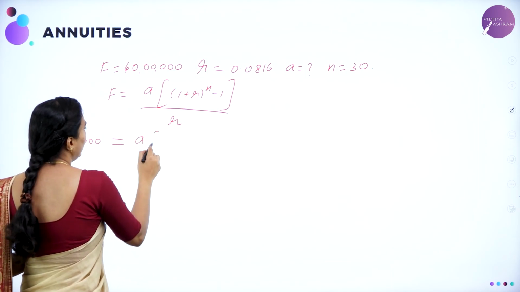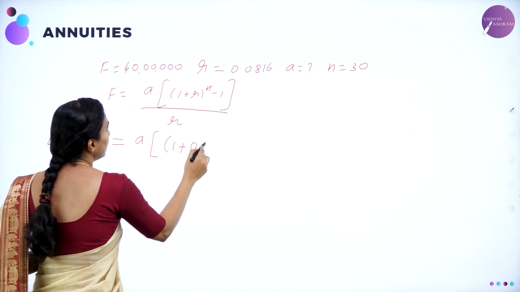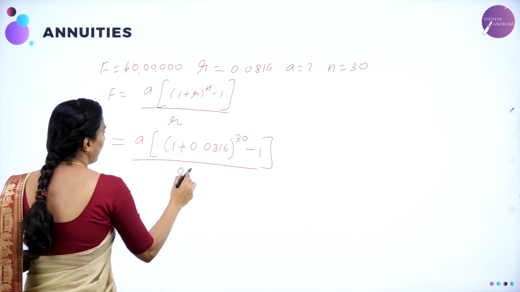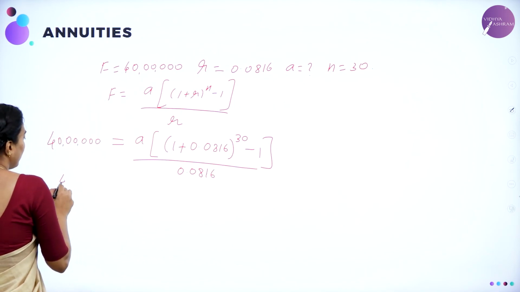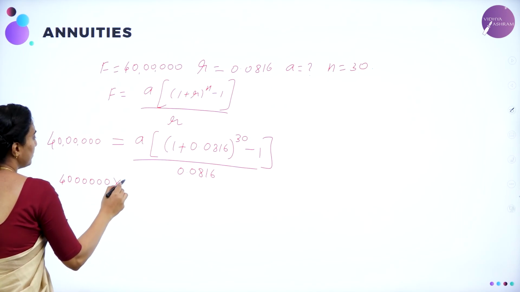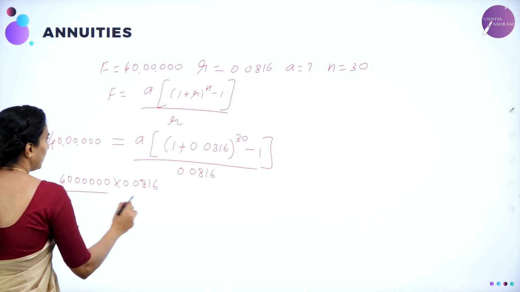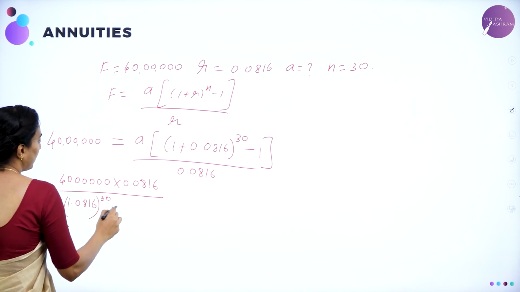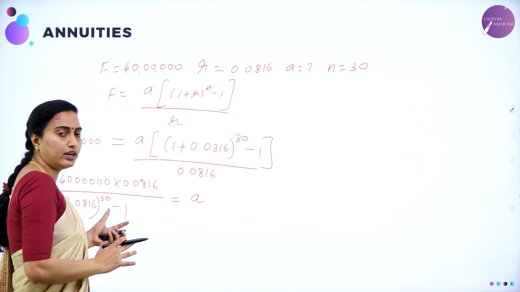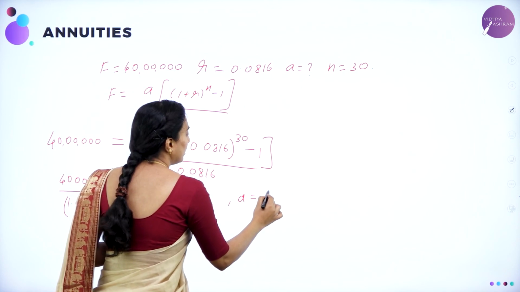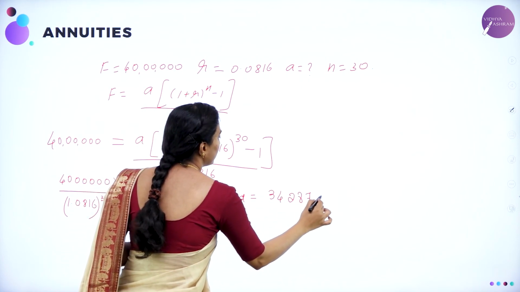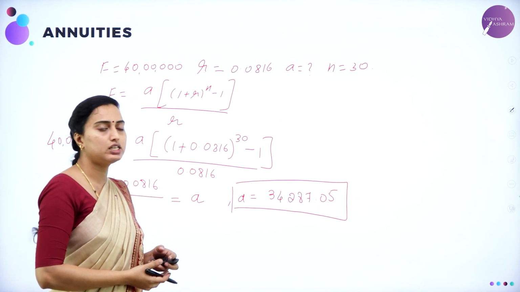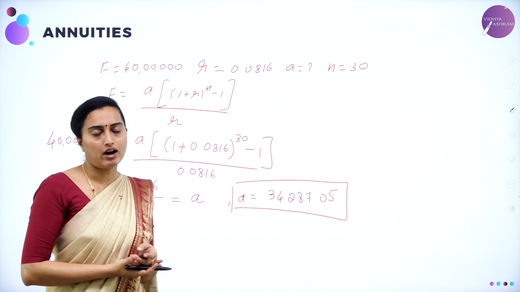Now, A we don't know. We need to calculate that only. 1 plus R is 1.0816 whole to the power of 30 minus 1, divided by 0.0816. Just cross multiply: 40 lakh into 0.0816, divided by 1.0816 whole to the power of 30 minus 1, which will be equal to A. You are going to get the answer A is 34,287.05. So this much he has to save every year, that is 34,287.05, to get 40 lakhs after 30 years.